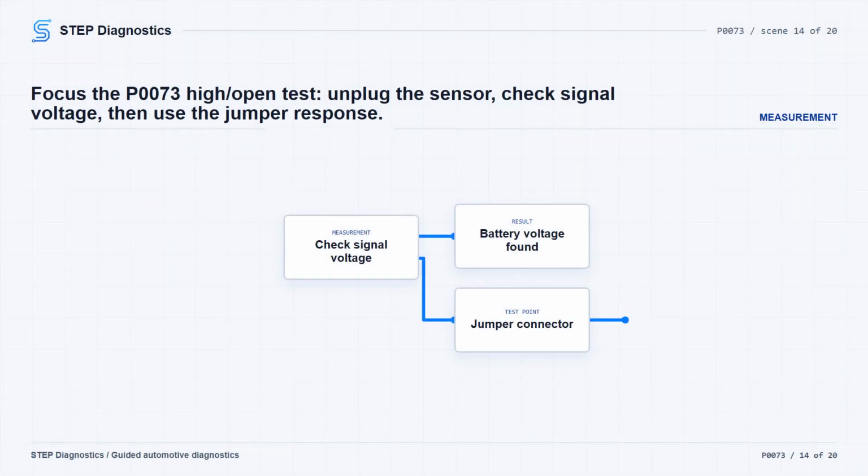Now focus on the typical circuit high check for P0073. Disconnect the temperature sensor harness connector and measure the signal circuit voltage with the ignition on. The signal circuit voltage should be between 4.9 and 5.6 volts. If battery voltage is present, repair the sensor signal circuit for a short to another voltage supply circuit.